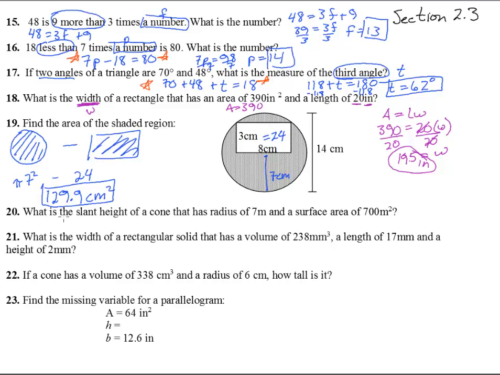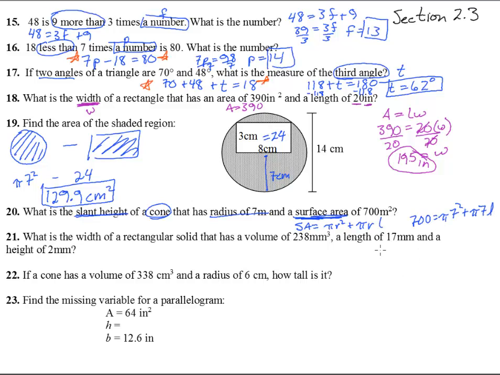Good. What is the slant height of a cone that has radius 7 meters and surface area 700? This is going to be a big one. We need to find, if we look up our surface area formula, it's surface area equals pi r squared plus pi r L, where L is the slant height. So if we put all those in, we get 700 equals pi times the radius squared plus pi times 7 times L.